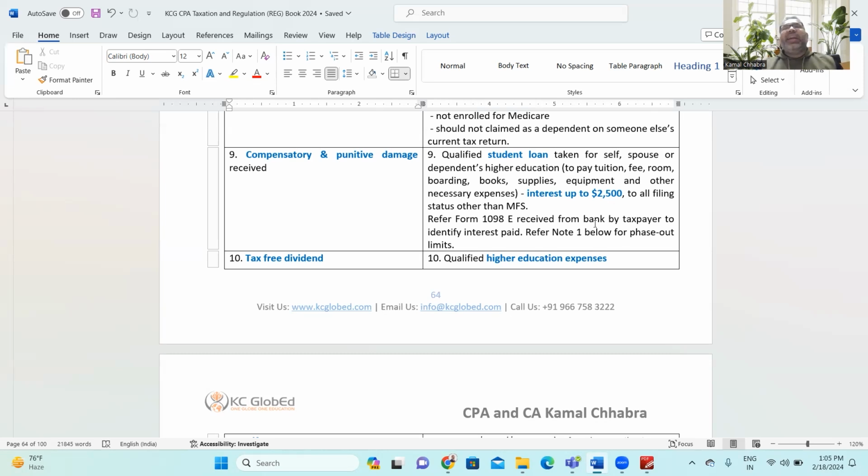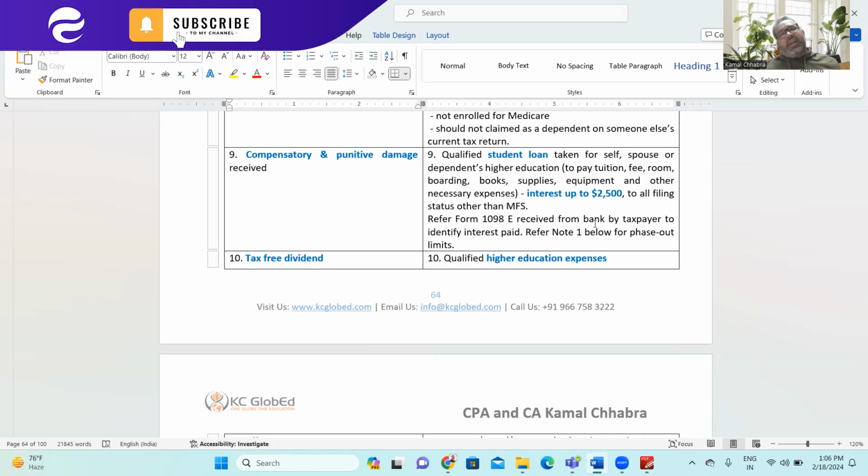But here is a part of interest only, not the principal, right? So refer form 1098E received from the bank by taxpayer to identify the interest paid. Refer note 1 below for the phase out limit. So here two things, as a tax consultant, how do you verify how much amount has been paid as interest for this loan? Right, for that you can ask your client, provide me form 1098E from your banker, right? And there is a phase out limit for it that we'll be discussing below. Clear? So far so good.